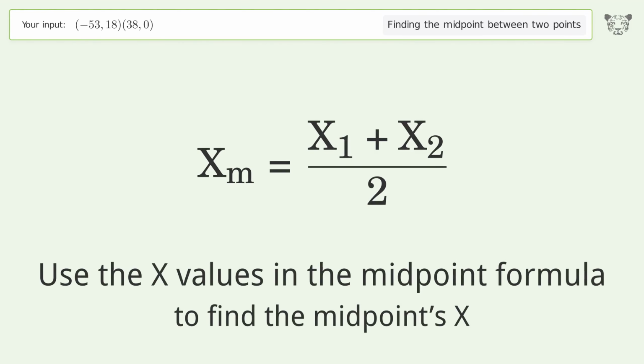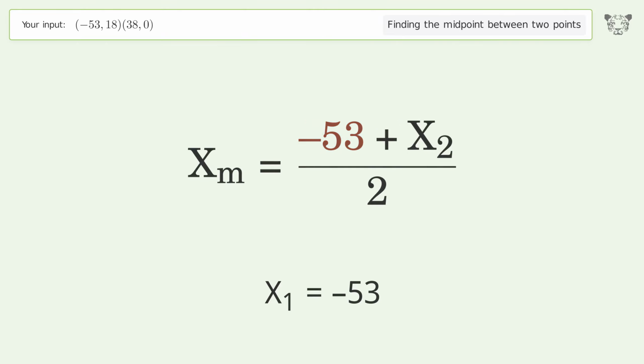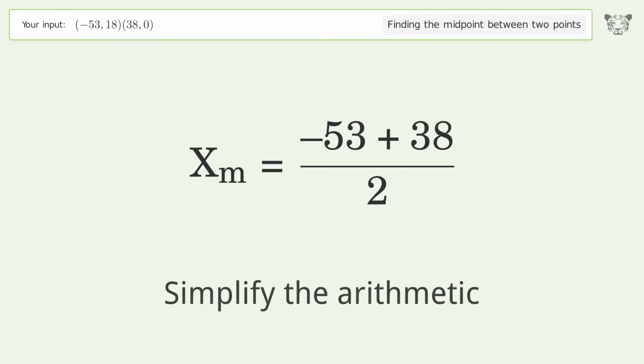Use the x values in the midpoint formula to find the midpoint's x. x1 equals negative 53. x2 equals 38. Simplify the arithmetic.